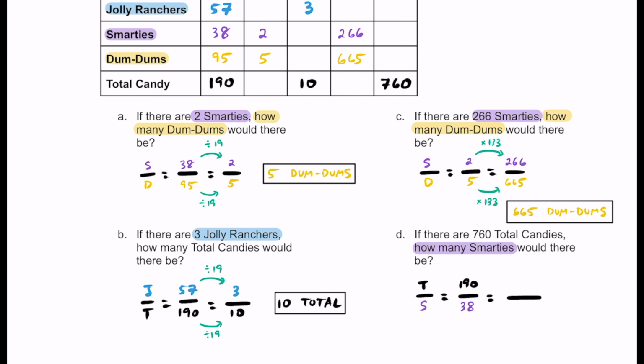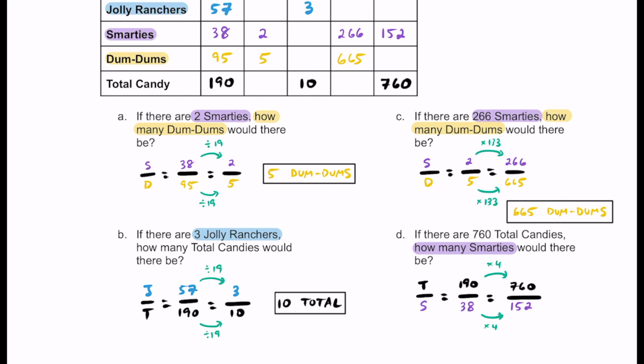We're being told that what if there's 760 total candy, so 760 is going to go on top. And we've got to figure out how many times does 19 go into 76, or how many times 190 goes into 760. All right, so we're going to do a little bit of division here. If I'm just doing 19 into 76, that's not too bad. I believe it's times 4. Yeah, I think it's times 4. So this is going to be multiplied by 4. And so we have to do 38 times 4 as well. Okay, so 38 multiplied by 4, I believe is 152. So I'm going to go ahead and put 152 for the number of Smarties here.